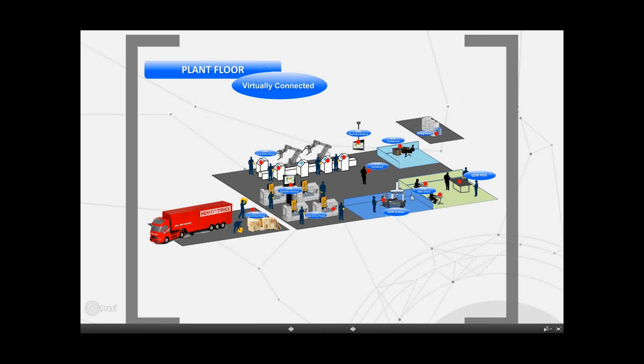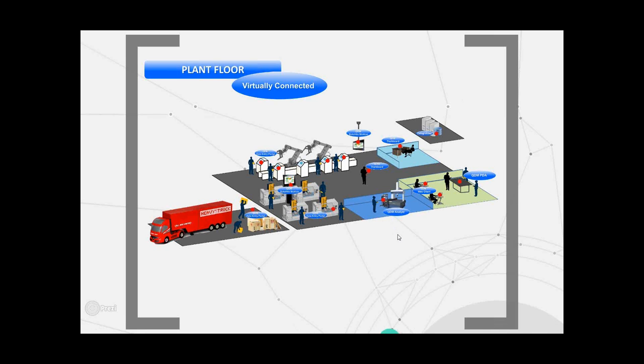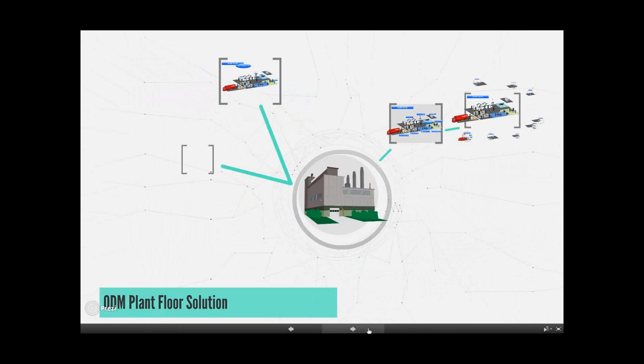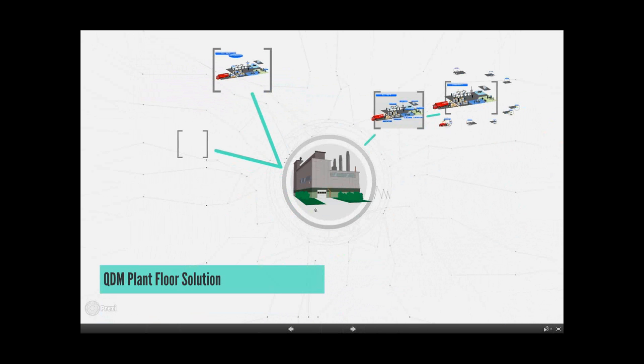Also, when we touched on the quality lab here, the QDM analyst tool pointed out that it was a graphical tool. The generic tool really doesn't have the 3D graphics, doesn't have the live interaction. The graphical is very beneficial and has a key role in decision making and root cause analysis. So that is our QDM plant floor solution. And now we're going to go back to Ben.